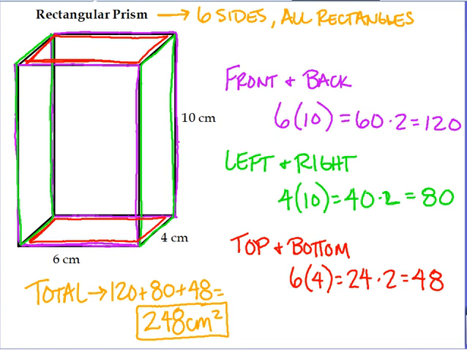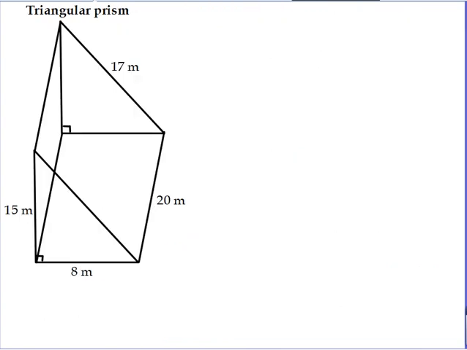Now the next one we're going to look at is a triangular prism. So again, think about what this looks like in 3 dimensions. This one might be a little bit tougher, but this one has 5 faces. So those 5 faces, I have 2 triangles. That would be the front here and the back here. And then I have 3 rectangles.